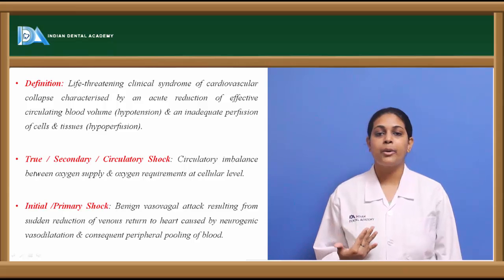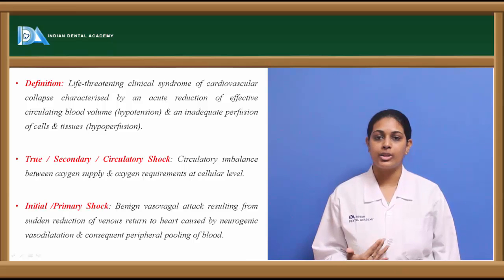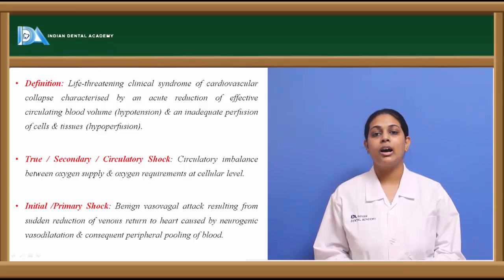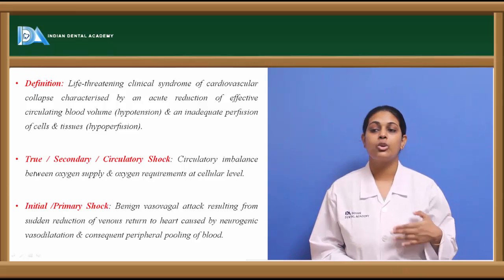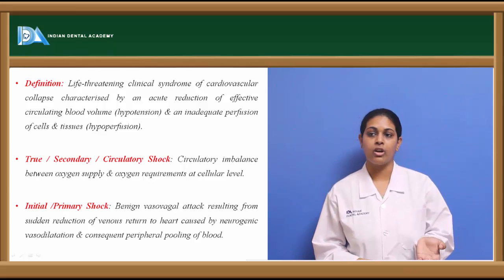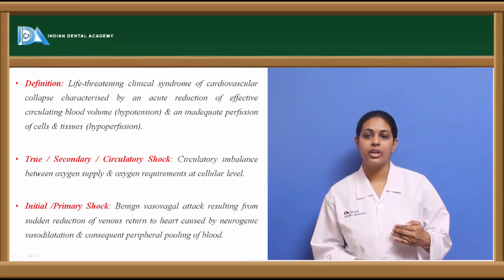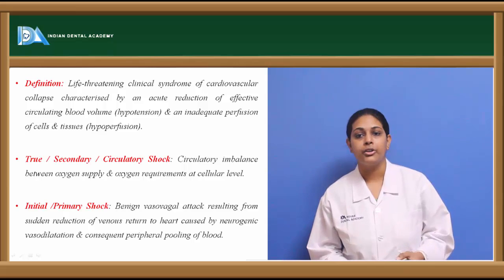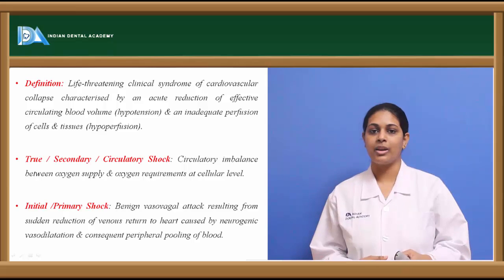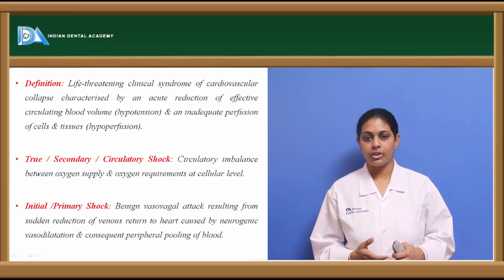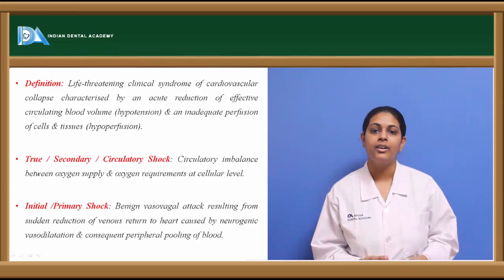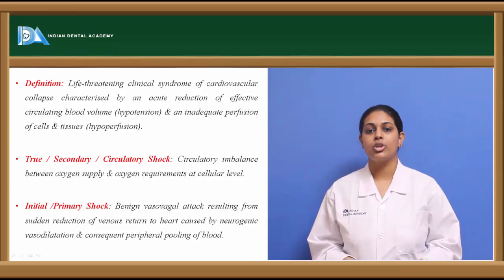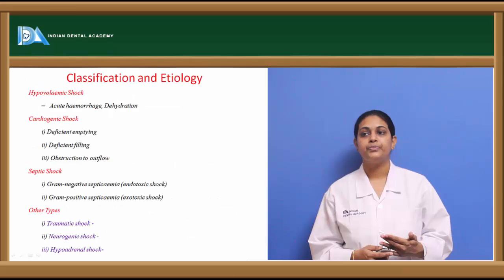Then coming to the next type of shock, also known as initial or otherwise primary shock. It usually occurs when there is any benign vasovagal attack, which is usually because of a sudden reaction of a reduction in the venous return to the heart, it might result in neurogenic vasodilation. That is, there will be vasodilation of neurogenic origin, and this might consequently result in peripheral pooling of the blood and might lead to a condition known as initial or primary shock.